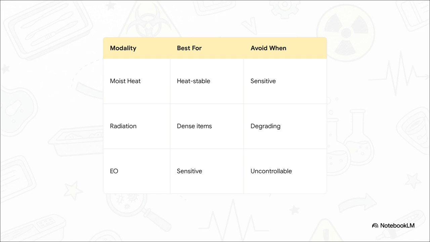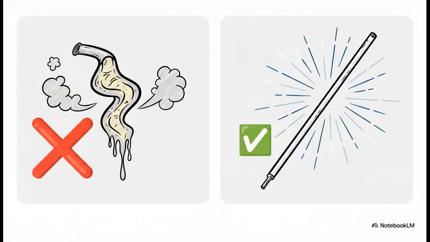And this brilliantly illustrates the golden rule of sterilization. You have to match the physics of the lethal agent to the chemistry of your device. Moist heat is absolutely perfect for heat-stable, penetrable items, but it ruins anything sensitive. Radiation easily penetrates really dense materials, but it will degrade certain polymers over time. For the NeoCath? Well, the answer becomes obvious pretty fast.